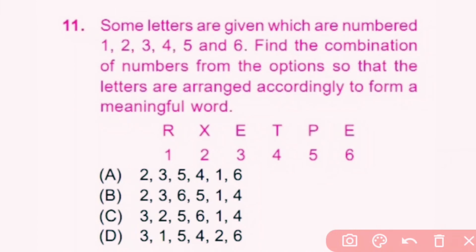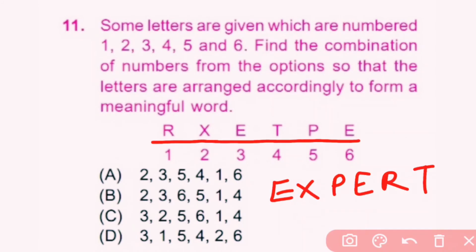Question number 11. Some letters are given which are numbered 1, 2, 3, 4, 5 and 6. Find the combination of numbers from the options so that the letters are arranged to form a meaningful word. After arranging these letters, the meaningful word will be expert. Then the arrangement will be 3, X2, P5, E6, R1 and T4. So here C is correct answer.